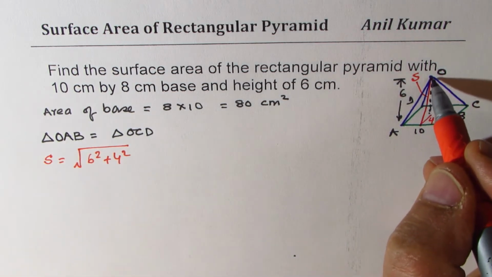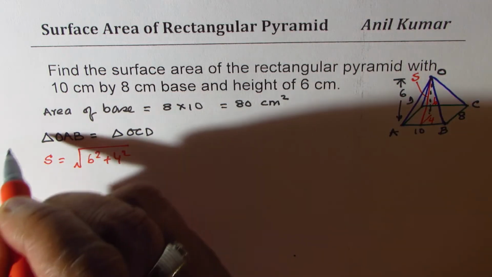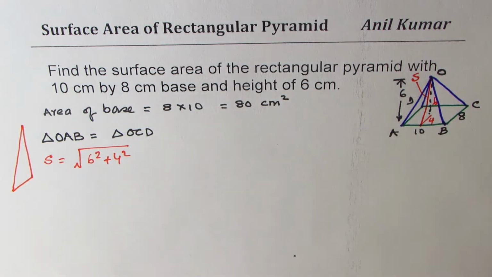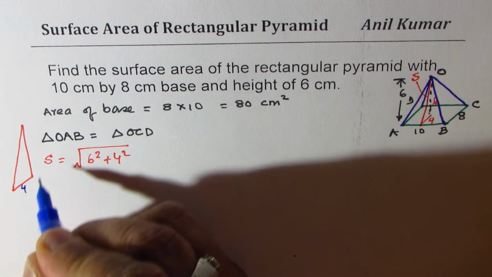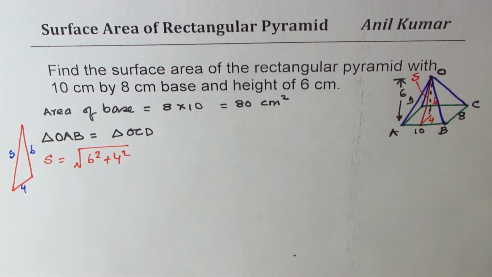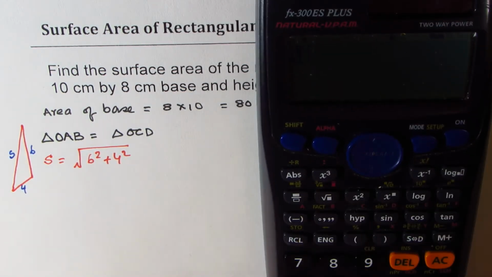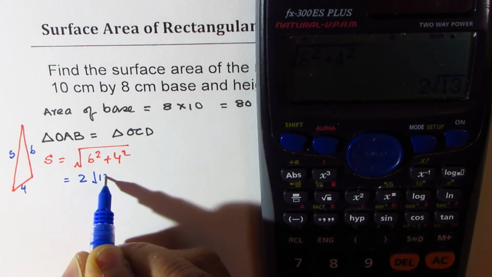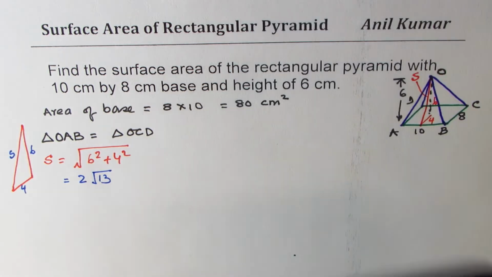Right? So you can see this particular triangle which we have right there. So it is kind of like this, right? Where the sides are 4, 6 is the height, and we are trying to find this length S, right? So you can use the calculator to calculate this value. Square root of 6 square plus 4 square, which is equal to 2 square root 13. So we'll keep it as such for the time being.